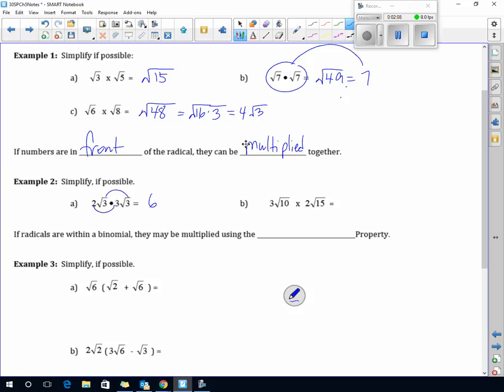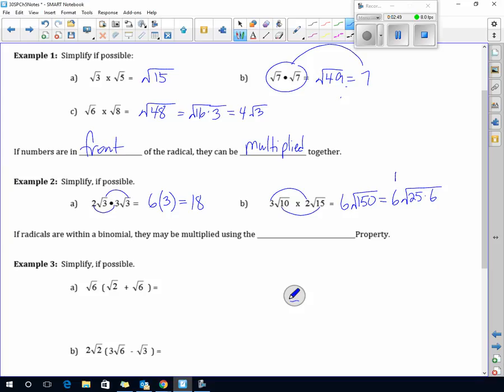Next one. 3 times 2 is 6. Root 10 times root 15 is root 150, and there's got to be a perfect square that can come out of that. 25. So I'm going to rewrite this all beautifully like we just discovered we like. 25 times what? 6. You like it better that way? So the 25 will come out. It's a 5, and we're going to multiply it by this 6 that's outside, and we get 30 root 6 as my final answer. Very good.